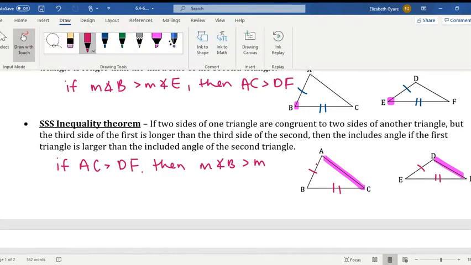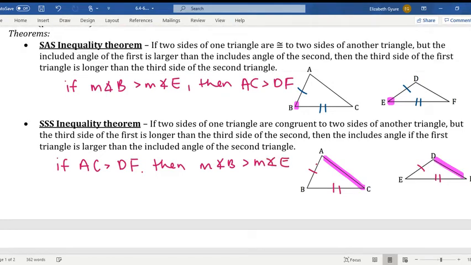Any questions about how that works? It tends to be a theorem where it's a long theorem. It kind of sounds complex, but then once you look at it in a diagram, it should be reasonably straightforward. We good? Okay.